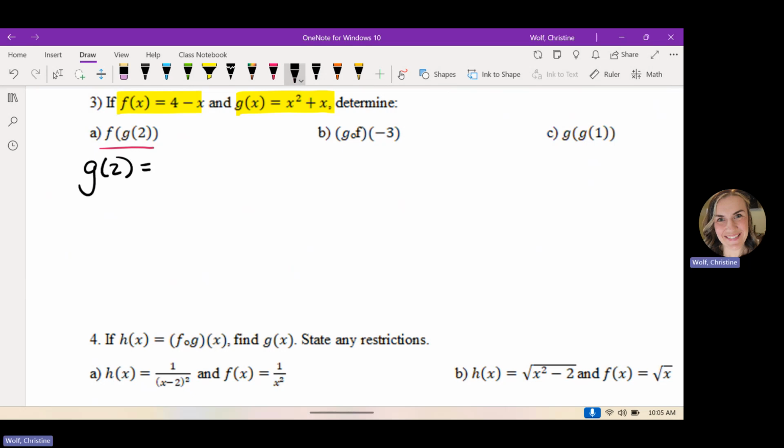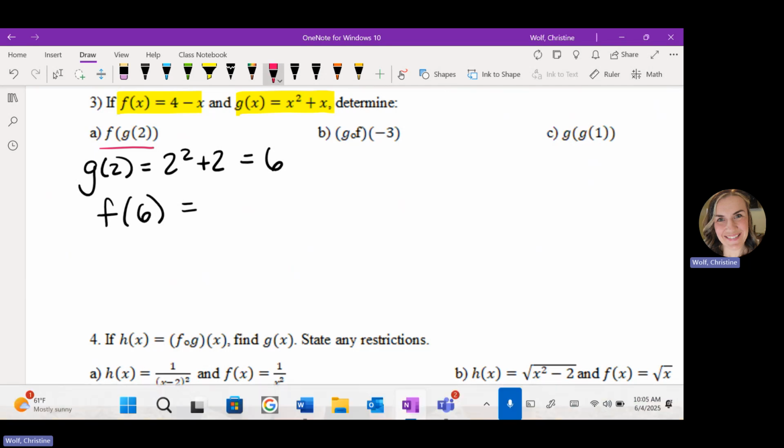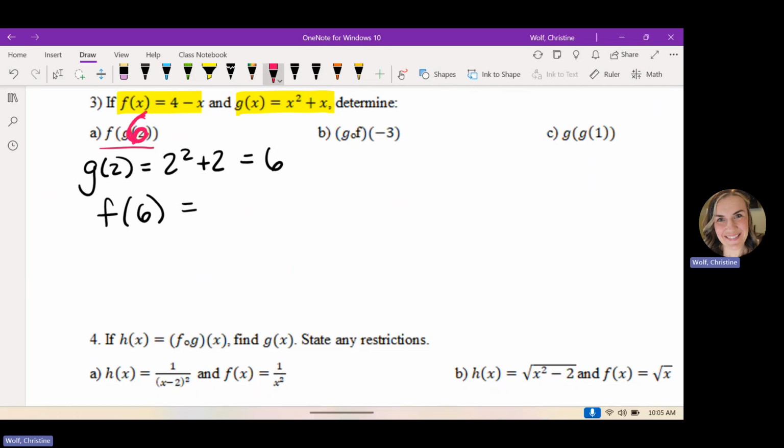So I just go to my g equation, 2 squared plus 2. All right, that gives me 6. So the answer to g of 2 is 6. So really what I'm asking for now is f at 6, because I just figured out that g of 2 is actually 6. So I'm kind of like replacing the g of 2 bracket with what I found, which is 6. So f of 6 would be 4 minus 6, negative 2. How simple is that?